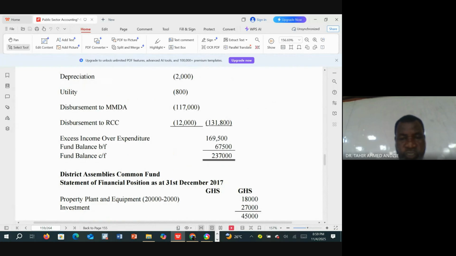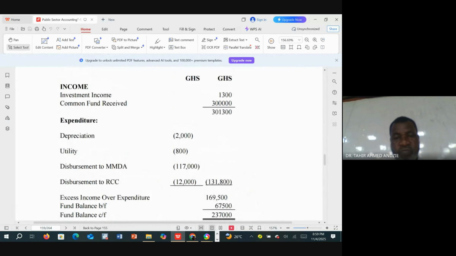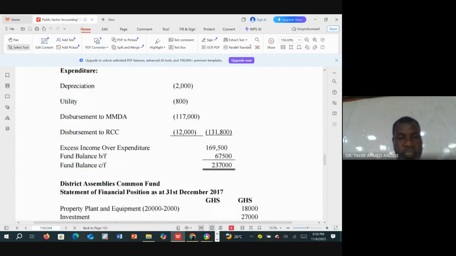Any difficulty with the solution? It's very simple, because we are talking of income and expenditure. So the depreciation for the current year, depreciation expense is an expense, utility is an expense, total disbursement to MDAs is an expense, total disbursement to RCC, total of it gives you the total expenditure. Take it from the revenue, you get the excess income over the expenditure, or you can say excess income.